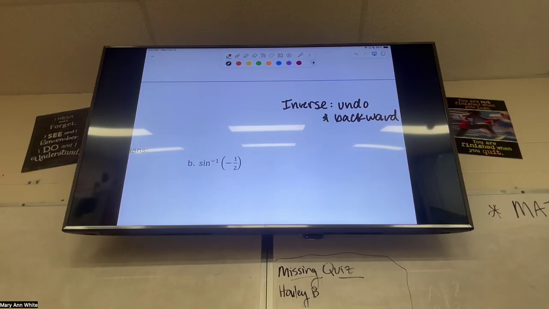Back in like chapter 1, when we were starting to do inverses for the first time this year, I'd give you an equation like this. I'd say like y equals 2x plus 1. How would you go about finding the inverse of that?